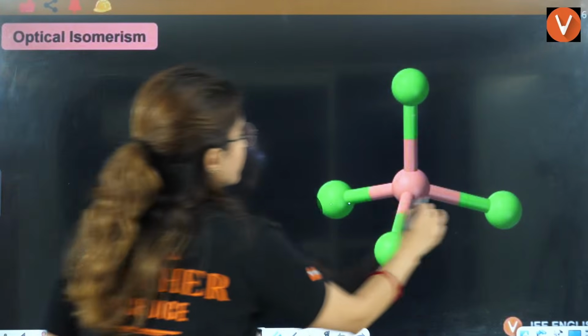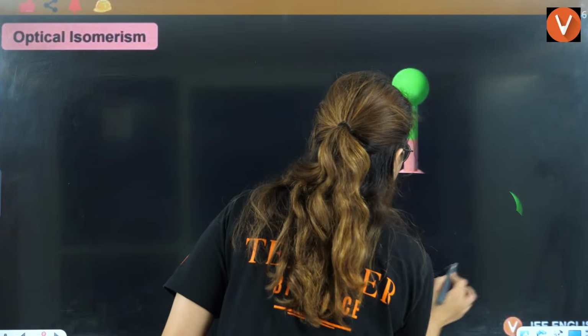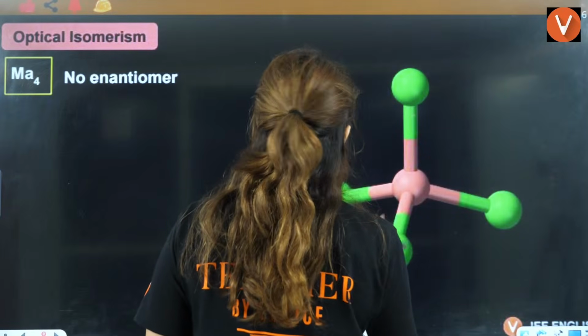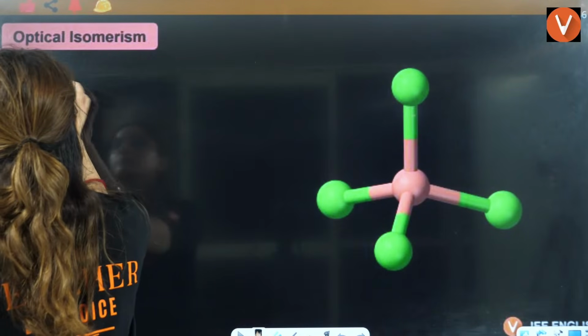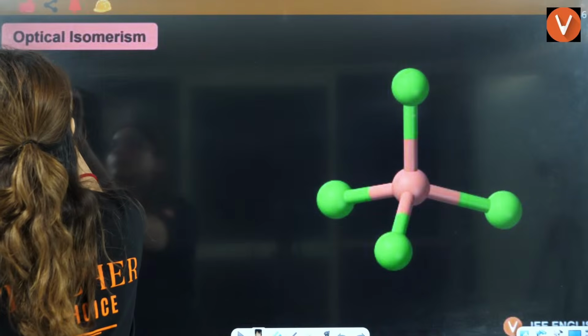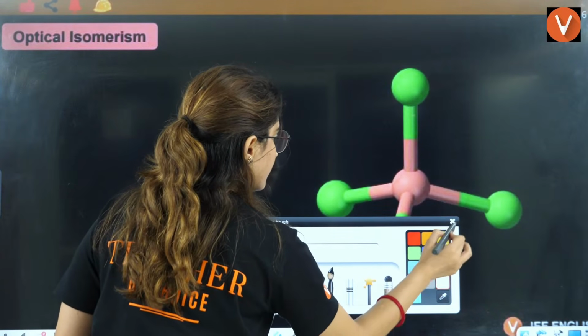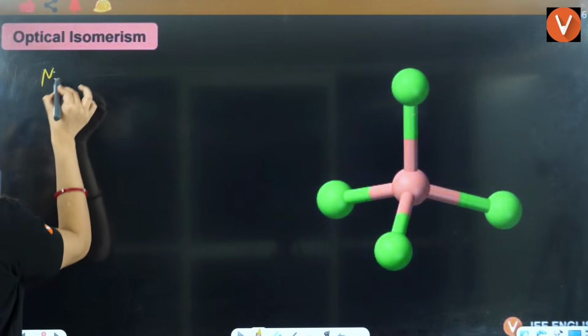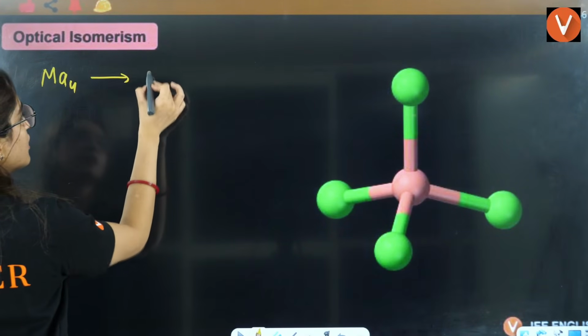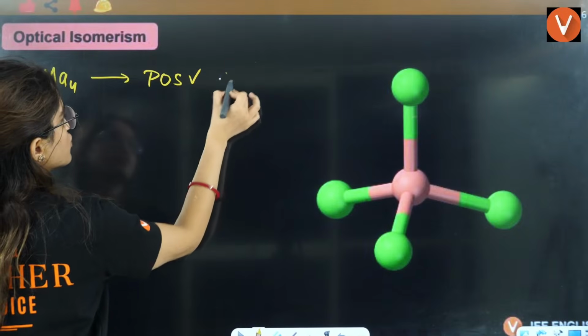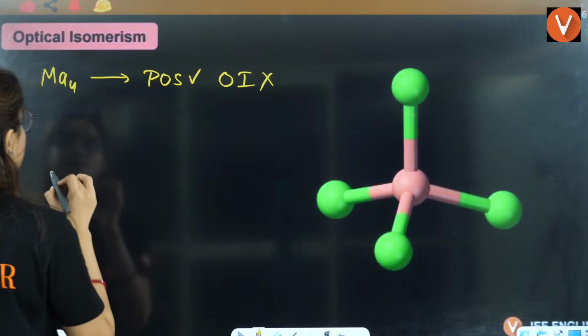Because most of them will not be possible. Let's draw it here. Let's write MA4. As you can see, POS is present, so optical isomerism will not exist.